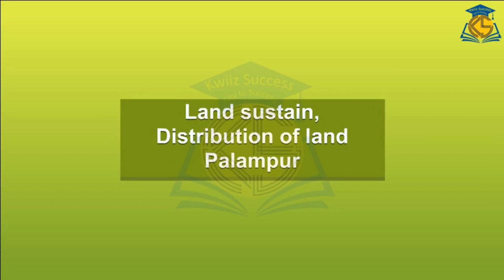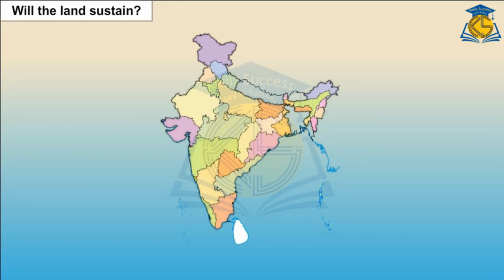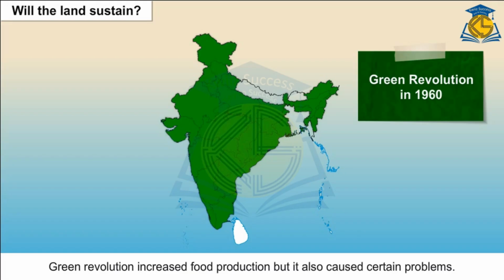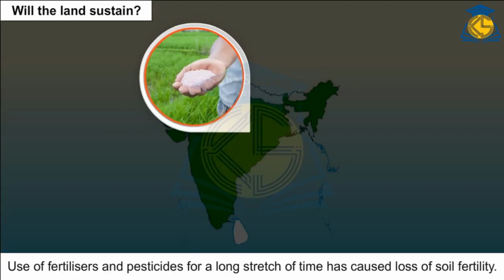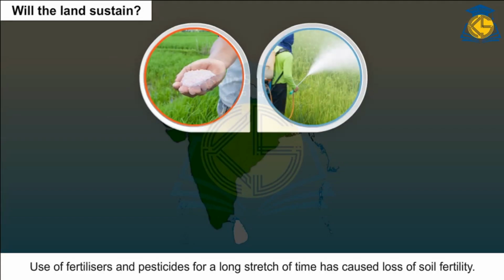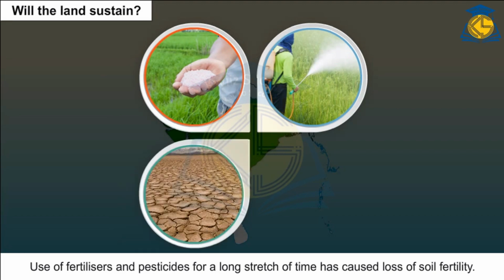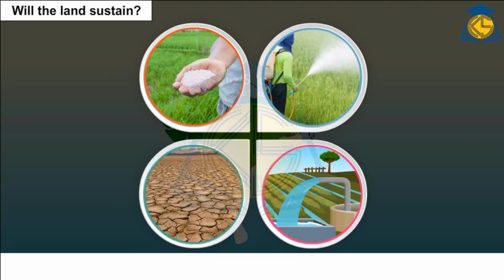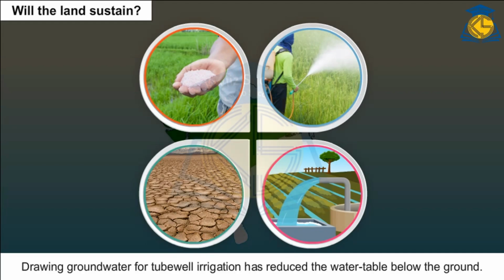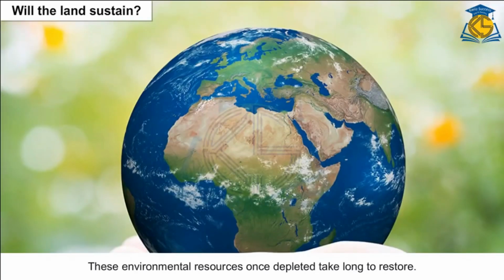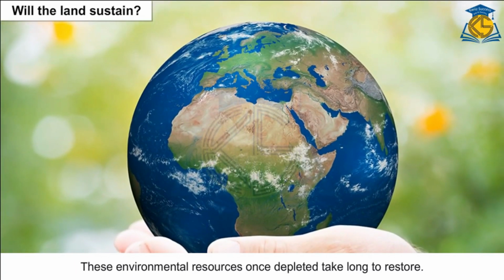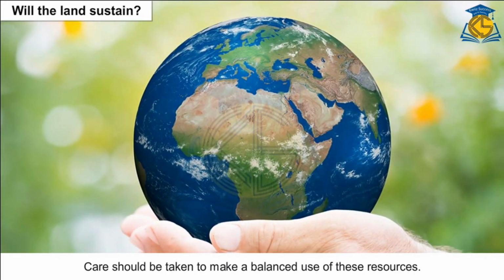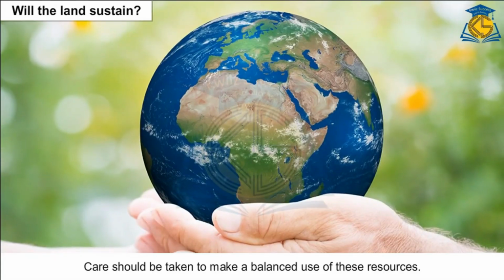Will the land sustain? Distribution of land in Palampur. Green Revolution increased food production, but it also caused certain problems. Use of fertilizers and pesticides for a long stretch of time has caused loss of soil fertility. Drawing groundwater for tube-well irrigation has reduced the water table below the ground. These environmental resources, once depleted, take long to restore. Care should be taken to make a balanced use of these resources.